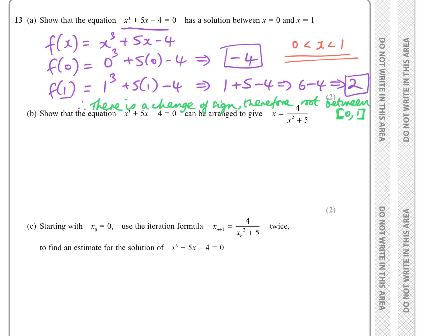Part B says show that this equation can be rearranged to give x equals 4 over x squared plus 5.